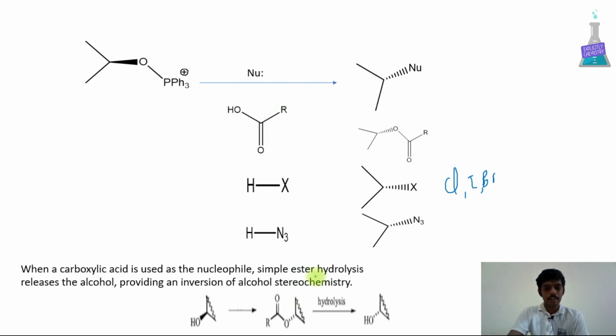A simple ester hydrolysis releases the alcohol, providing an inversion of alcohol stereochemistry. Here this is in dash, this is in wedge, will be converted into dash. If the carboxylic acid is the nucleophile, this ester will be formed. After the hydrolysis, the alcohol, the inversion of stereochemistry in the SN2 reaction, can occur.